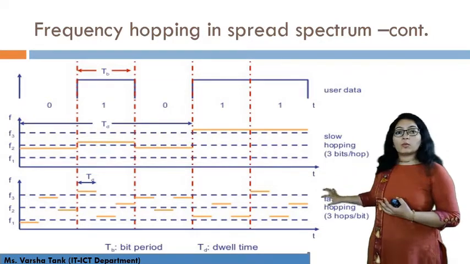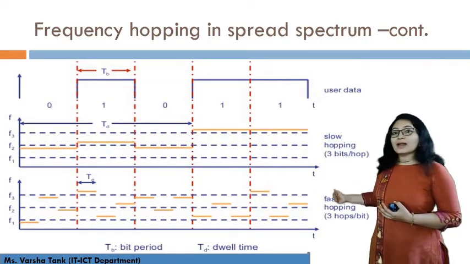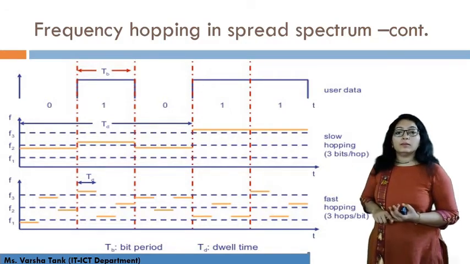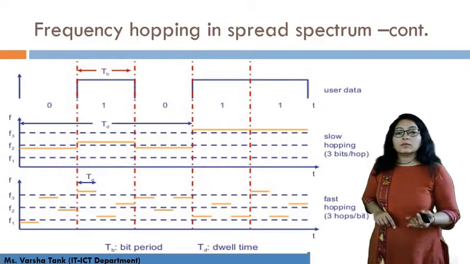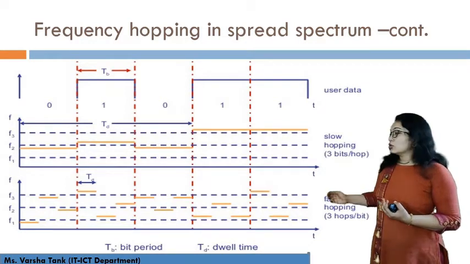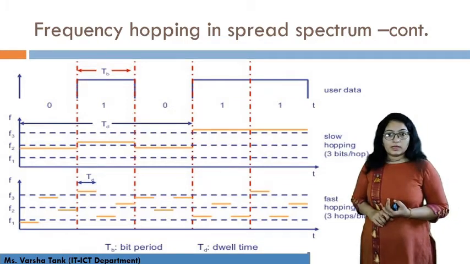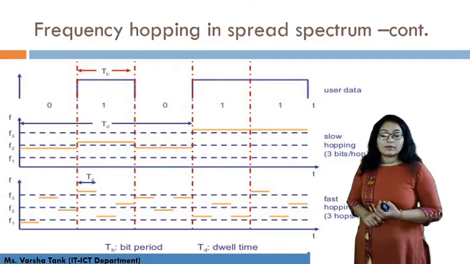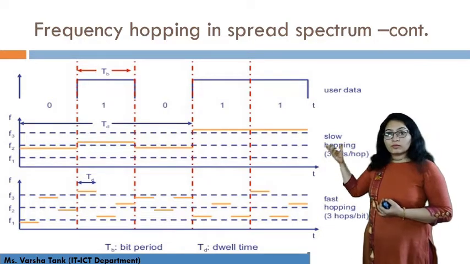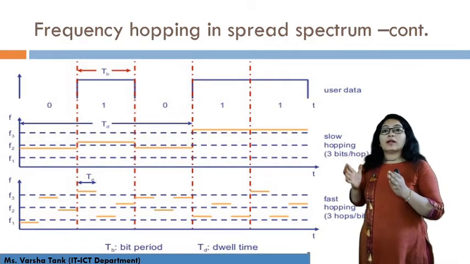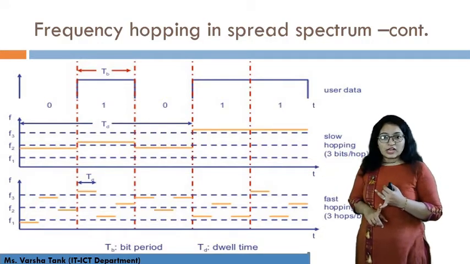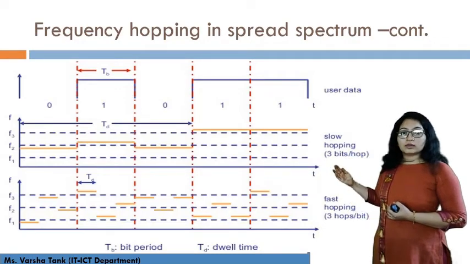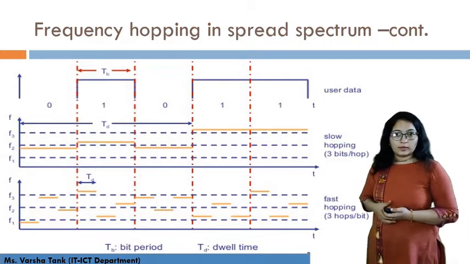Here you can see that for one particular bit there are 3 hops. So to transmit one particular bit, the signal will be swapped to different frequencies 3 times. That is fast hopping. Here TB is known as the bit period and TD is known as the dwell time. Dwell time means the time for which the signal will spend on the same frequency channel. Got it? So this is slow hopping and this is fast hopping.